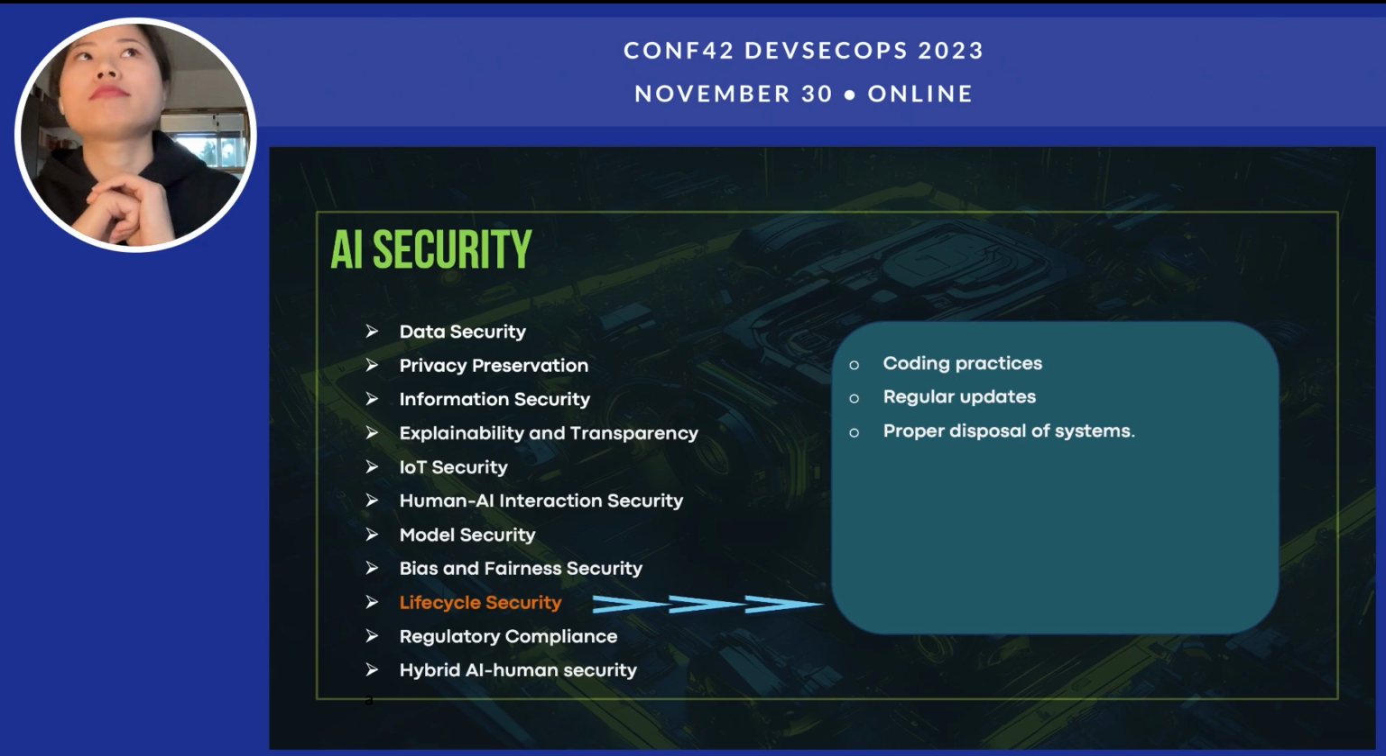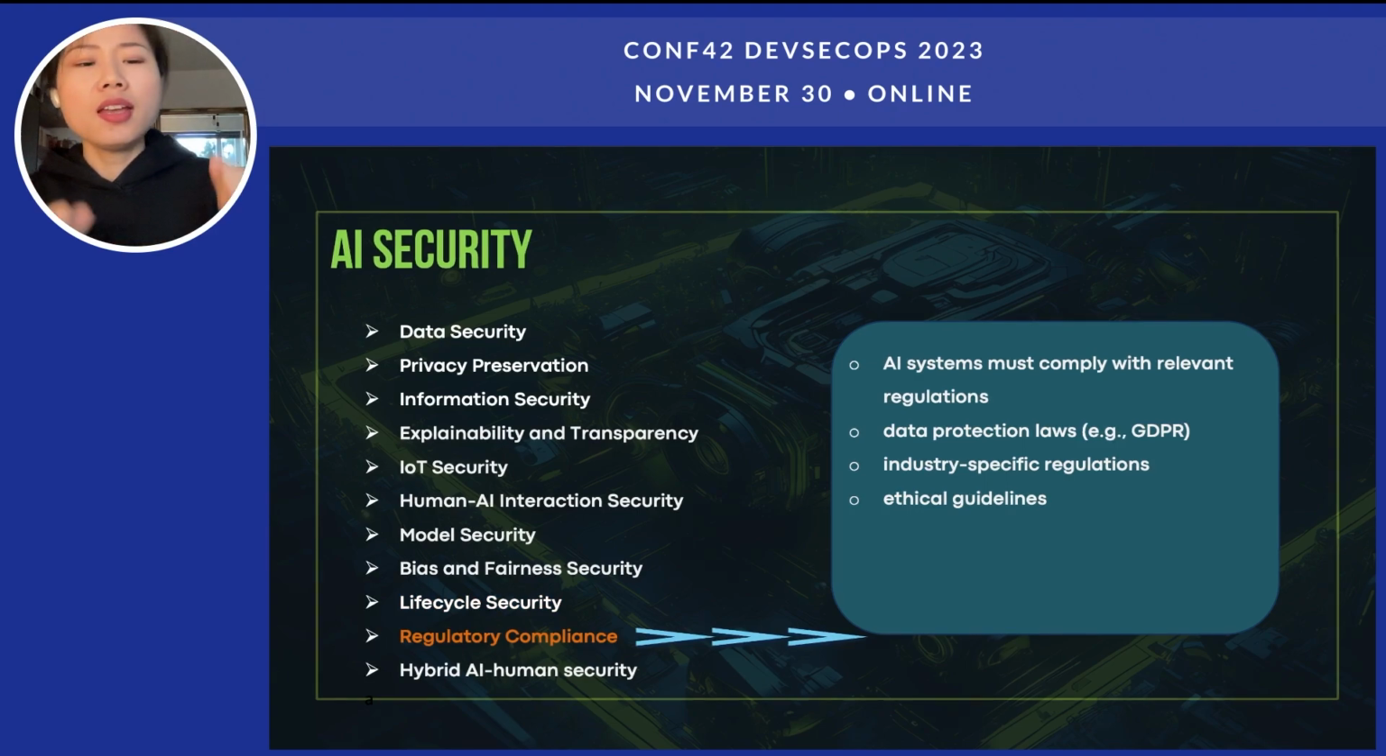And then lifecycle security. AI is not like software we just invent, develop, and one day terminate and do not use anymore. But with an AI model, we start with coding practices and regular updates. But what about the day you terminate this project? You must make sure of the proper disposal of these systems. If you just end this project and terminate it, it should be fine. But if something is ongoing, we must make sure we have the lifecycle, and that everything is done properly. What's the next step? The regular updates. That's quite the most important part.